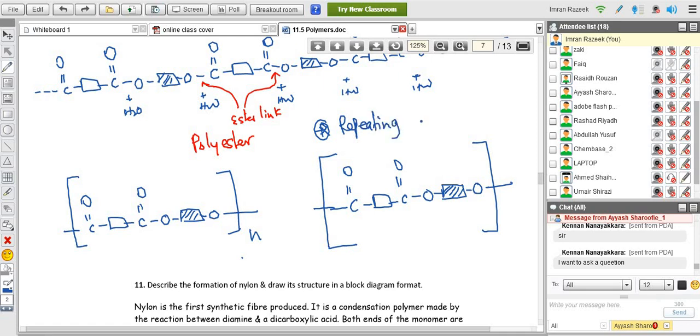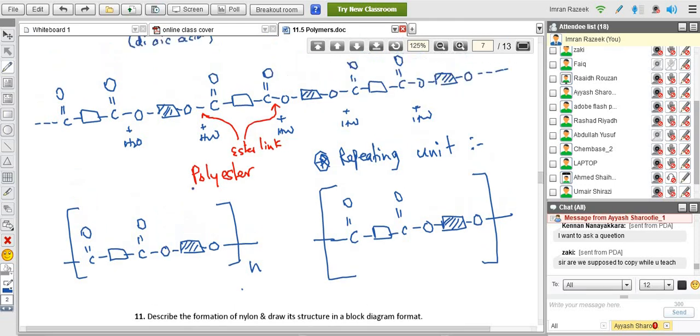When it comes to condensation polymers, not like addition polymers, the addition polymer repeating unit was one single monomer. So in condensation polymers, it is basically one of each monomer that is the repeating unit, and if you put N, then you get the polymer.